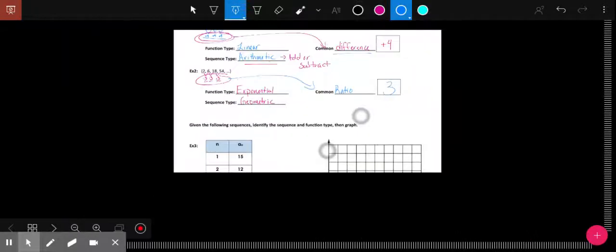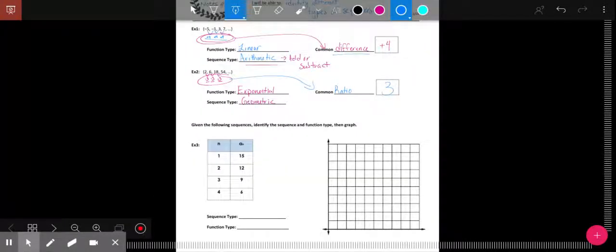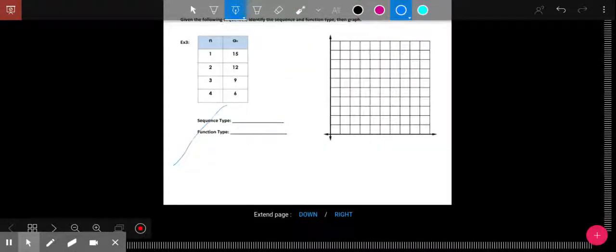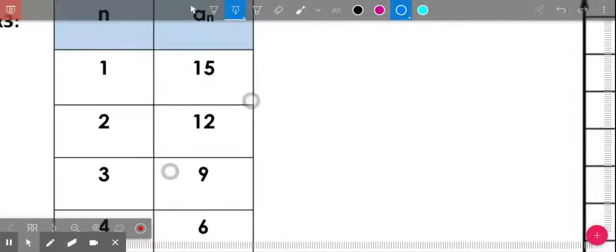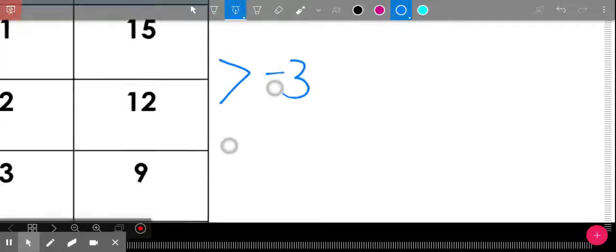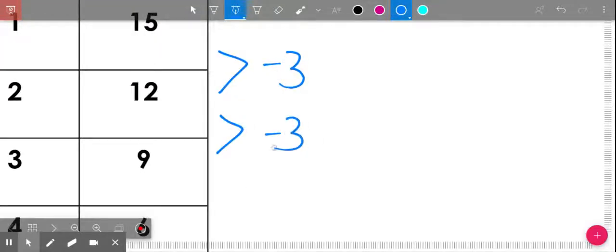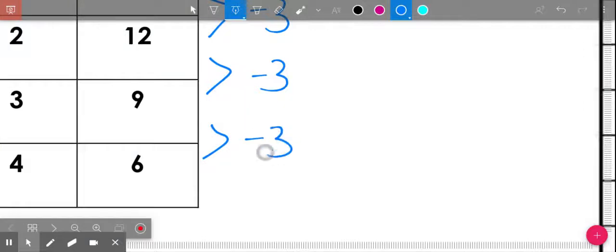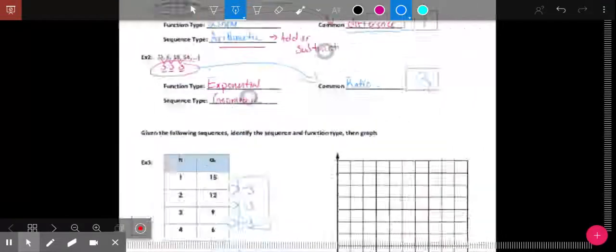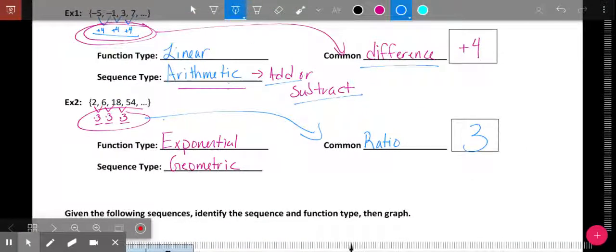All right, so how can we represent these sequences? Well, just like with a function, we can graph a sequence. It's very similar. First we need to identify the sequence and the function type, just like we've been doing. So if I look at this, to go from 15 to 12, I'm subtracting 3. 12 to 9, I'm subtracting 3. 9 to 6, I'm subtracting 3. I was subtracting each time. So anytime we add or subtract, that's going to be arithmetic.